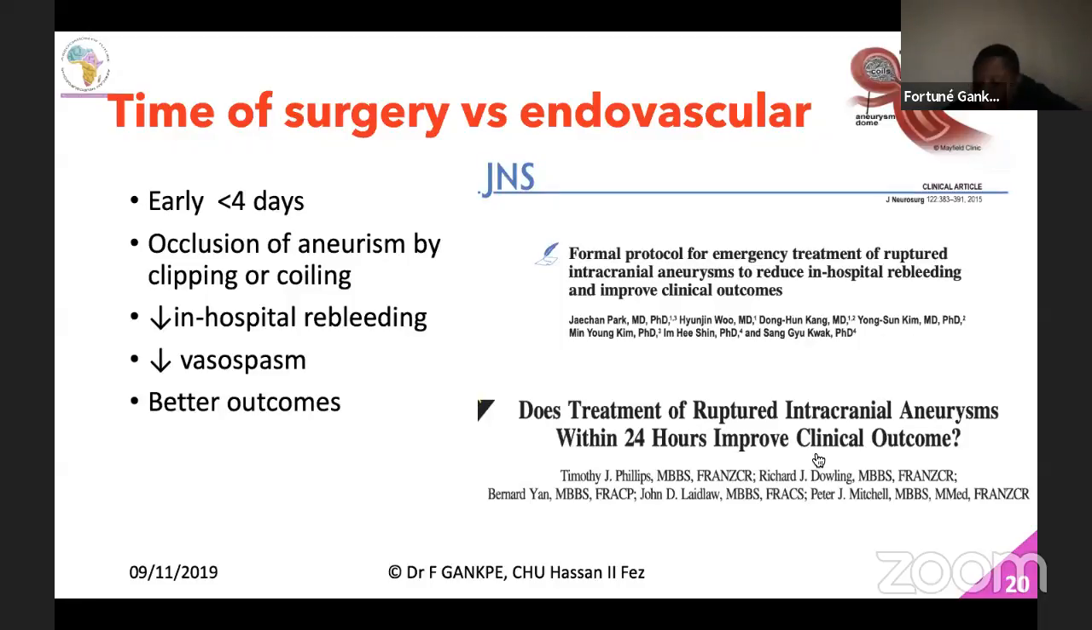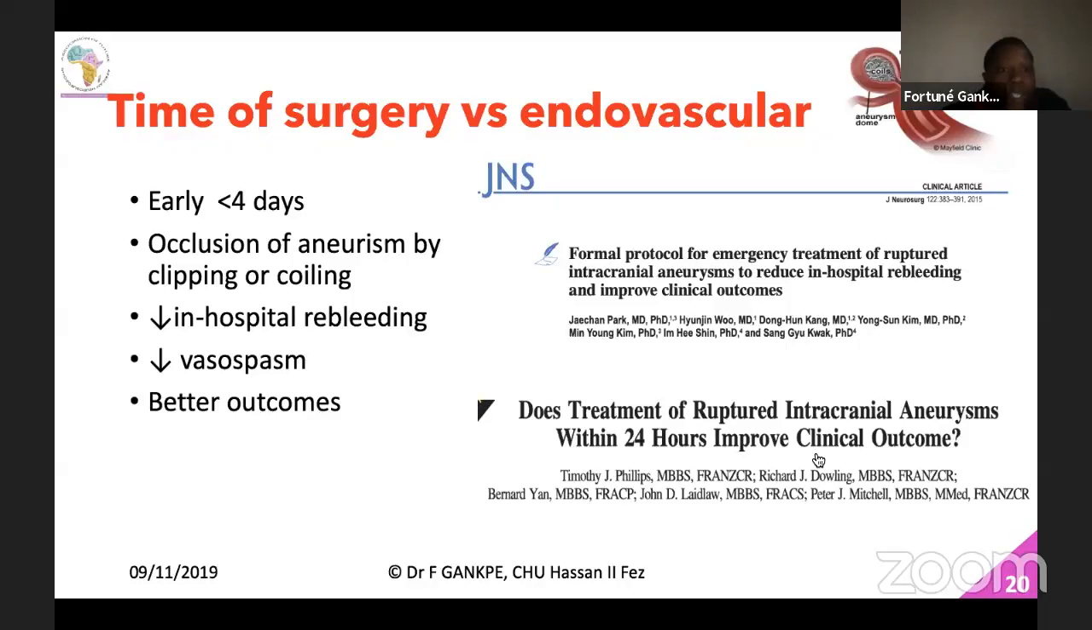But the general consensus for definitive treatment has shifted from late surgery to early surgery today, based on many results in the literature. Early surgery means surgery performed before 4 days, 3 or 4 days.